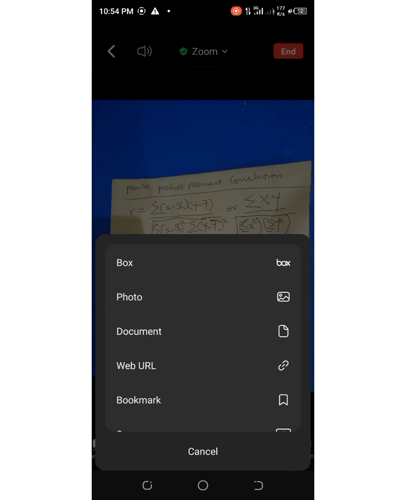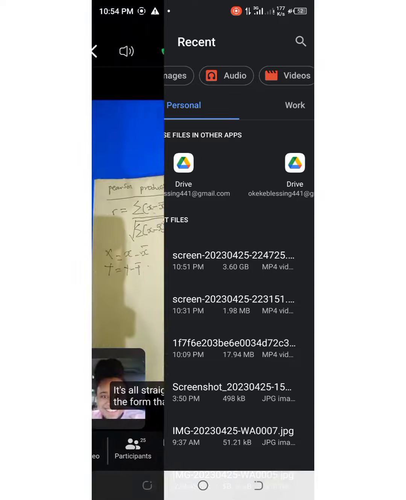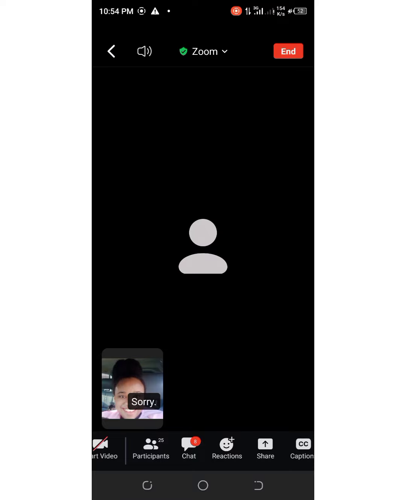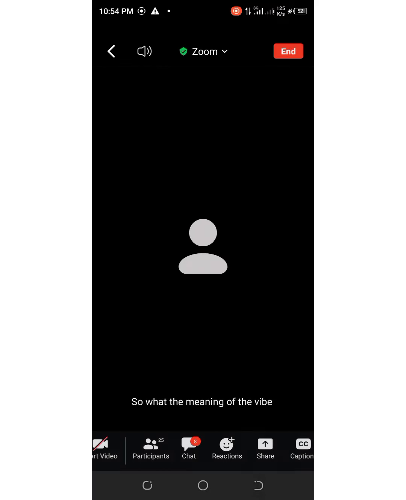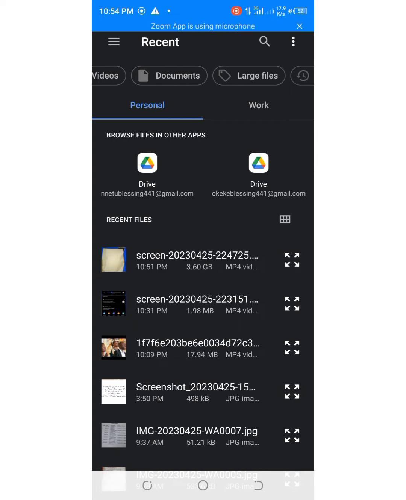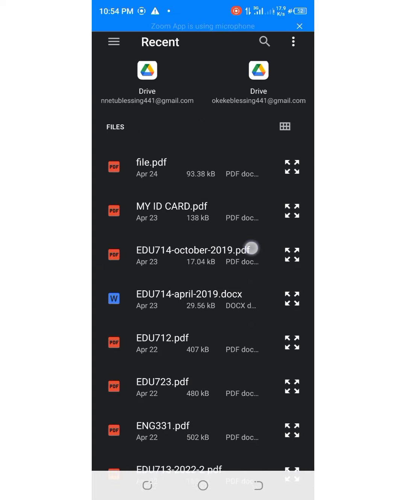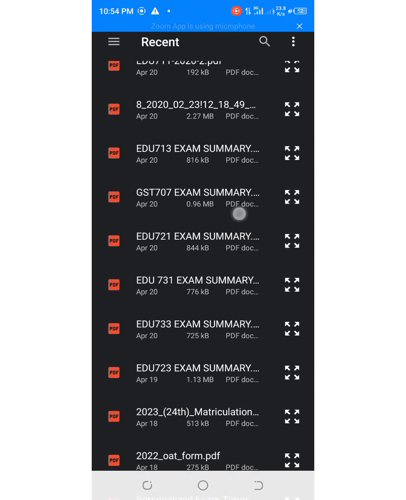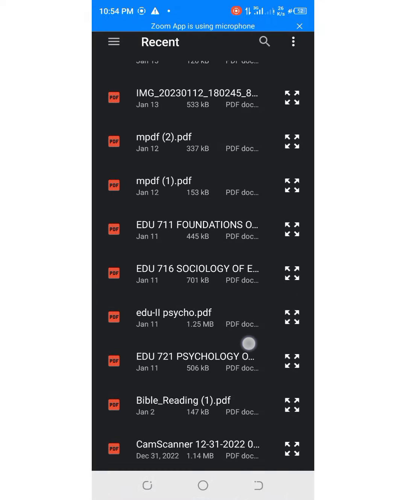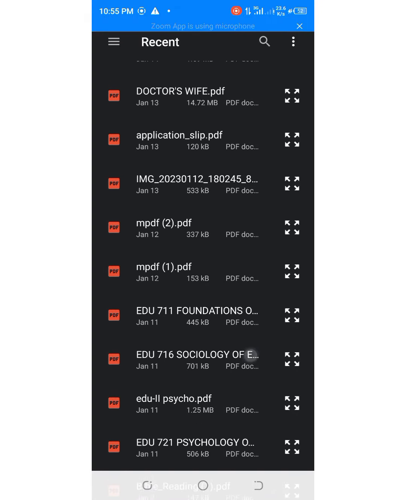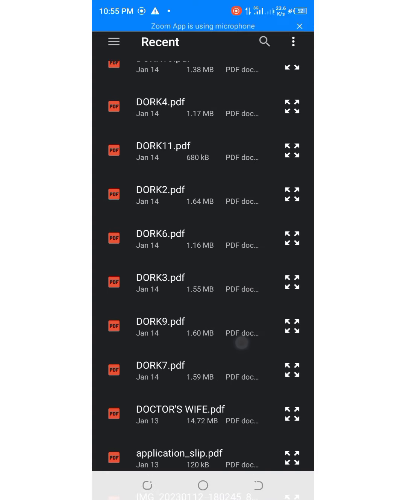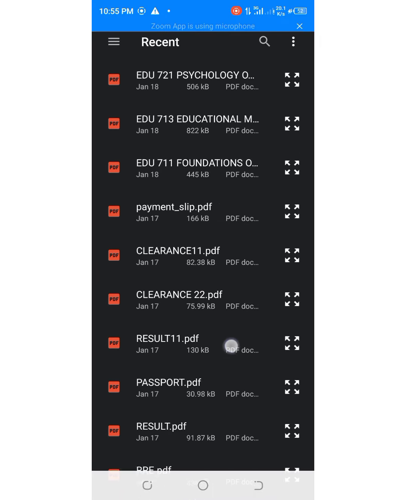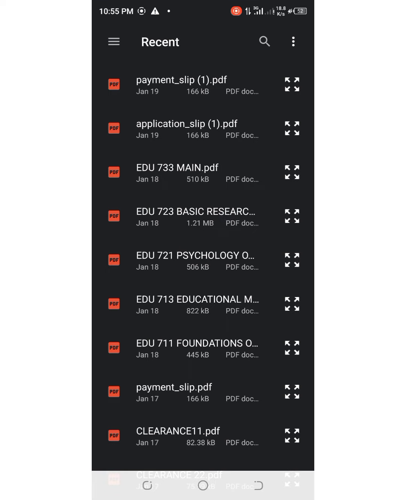Then let's open our course material and check the question. So what's the meaning of the y bar? Remember, in correlation, you are looking at two variables to check their relationship. So x is one of the variables, y is the other variable. X bar is the mean of the x variable, y bar is the mean of the y variable. Usually they will just give you x and y. That's all.